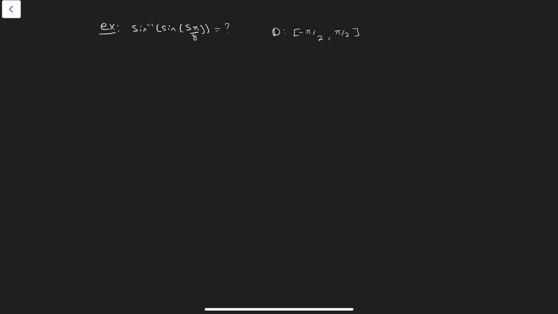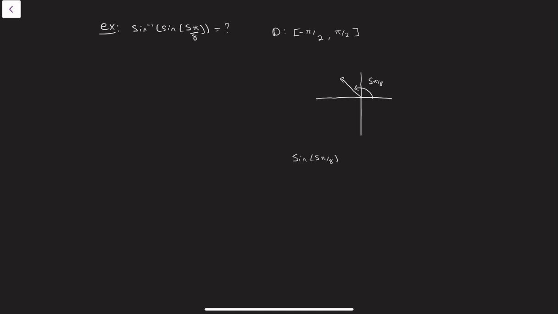So where on the unit circle is 5 pi over 8? We know that it's not within our domain of negative pi over 2 to pi over 2, but we can see that 5 pi over 8 is actually here. This is 5 pi over 8. Now, we need to find a value that is within this domain, but gives us the equivalent expression of sine 5 pi over 8.